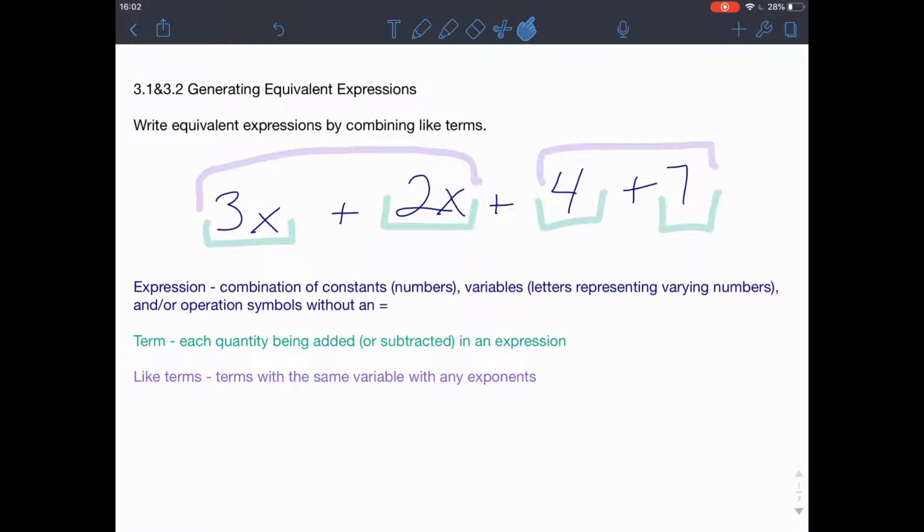So 3x would be considered one term even though the numbers are being multiplied together, whereas 4 by itself is still also a term. Like terms are terms that have the same variable, including any exponents that go with the variable. So 3x and 2x are like terms because they both have the variable x to the first power. We could also consider 4 and 7 as constants to be like terms because they do not have any variable with them.